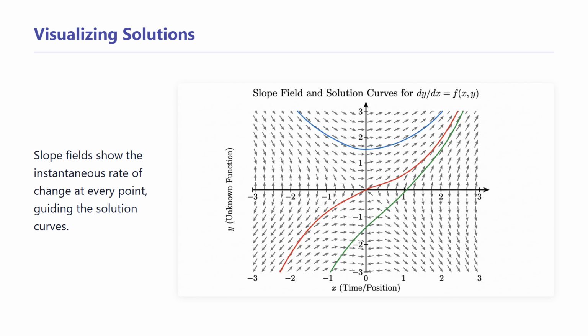When we solve a differential equation, we are essentially finding a smooth path that perfectly follows these arrows. The solid colored lines you see, the red, blue, and green curves, are different solution curves. They represent the exact same physical system, just starting from different initial conditions. The slope field dictates the rules of the universe, and the solution curve shows how a specific object actually behaves over time.